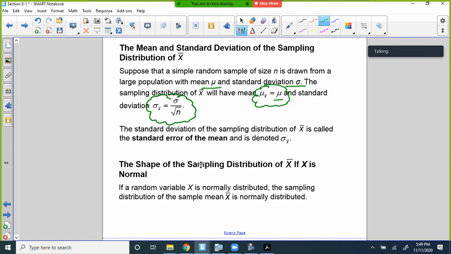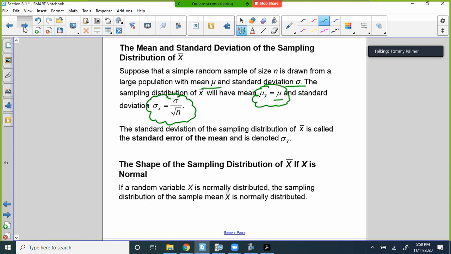The standard deviation of the sampling distribution of X bar is called the standard error of the mean, and it's denoted by the standard deviation of X bar. So it's the variability. As for the shape of the sampling distribution of X bar, if the random variable X is normally distributed, the sampling distribution of the sample mean X bar is normally distributed.